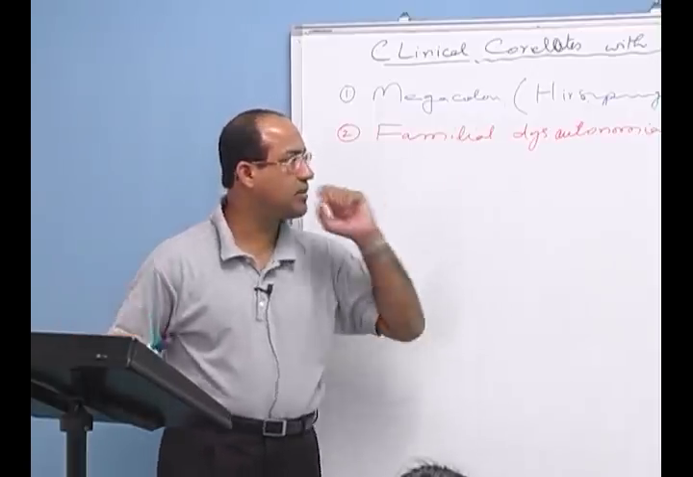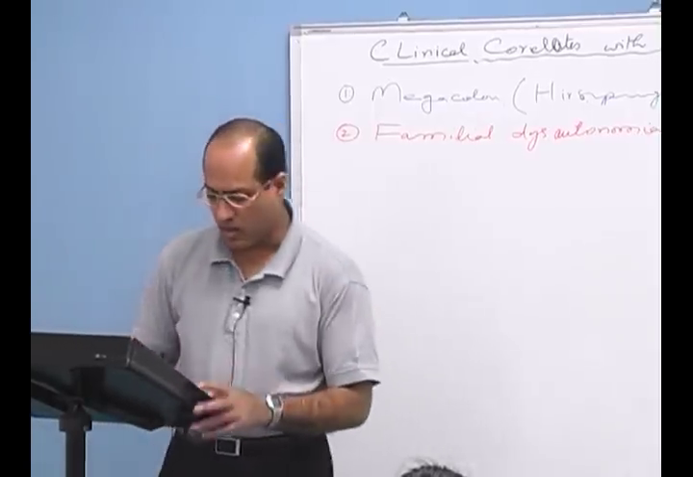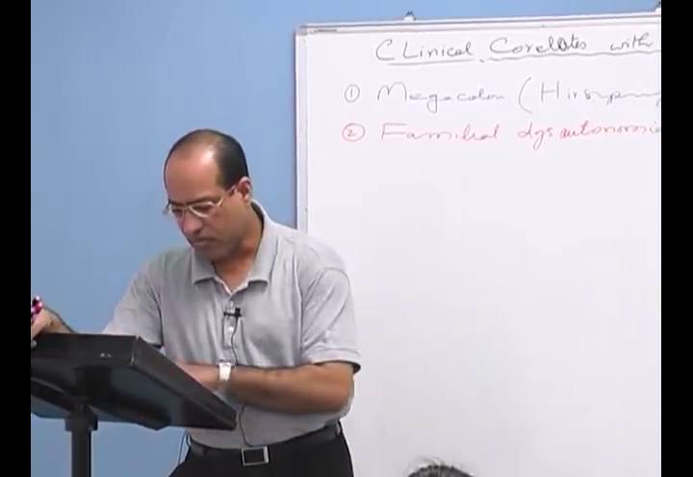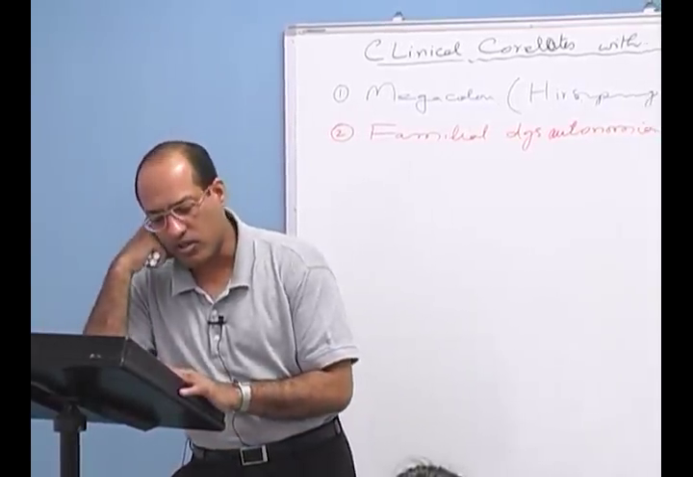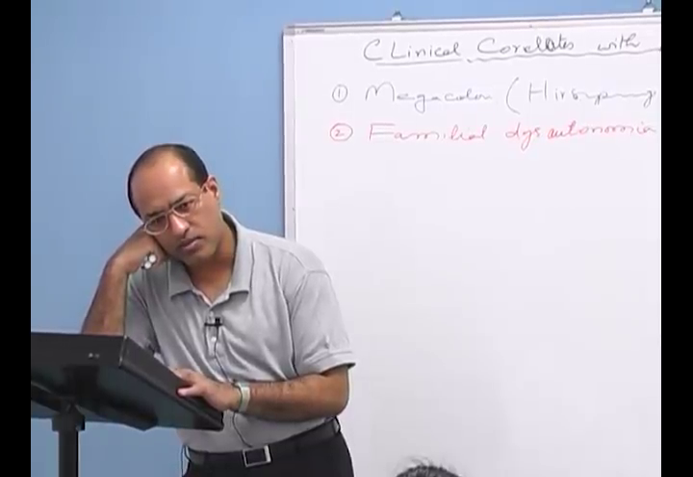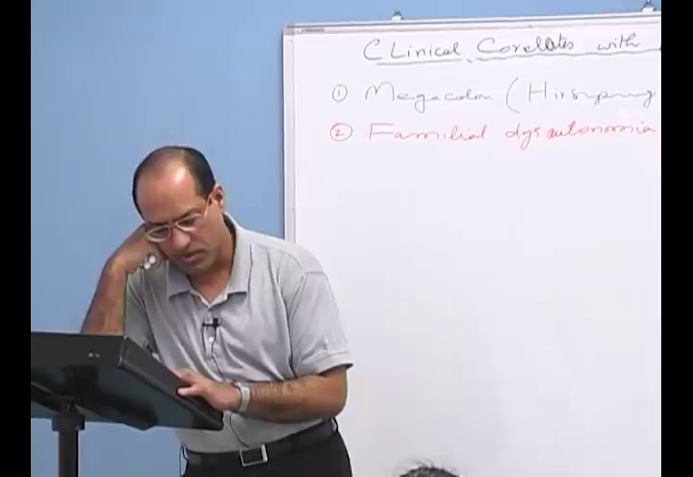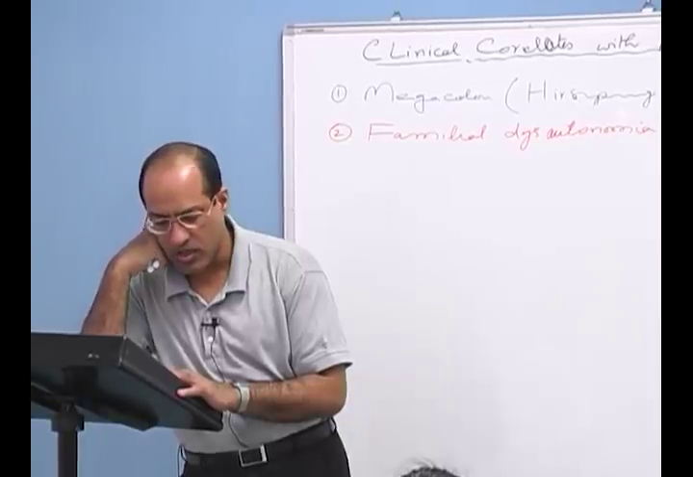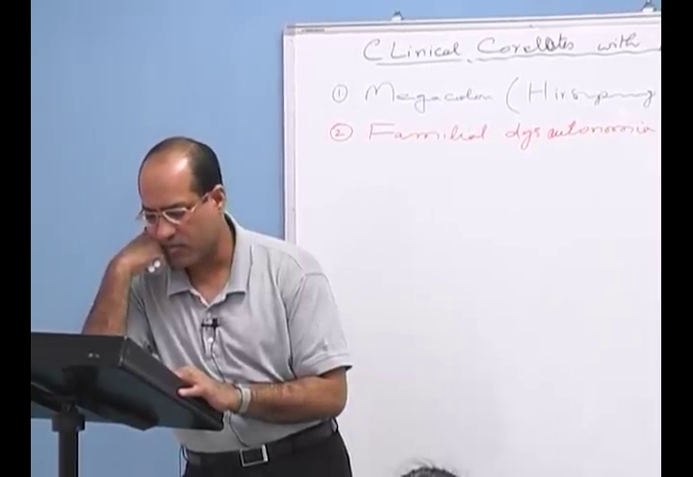Now, what really happens in familial dysautonomia? Basically there is progressive neuronal loss in autonomic and sensory ganglia. There is progressive neuronal loss or degeneration in autonomic and sensory ganglia.